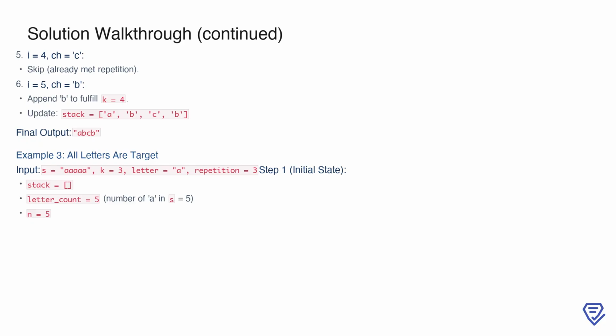The input string is AAAAA, and we need a subsequence of length 3 that includes the letter a at least 3 times. Initially, the stack is empty, and the string contains 5 occurrences of it in total. The length of the string is also 5. Let's begin processing this example.